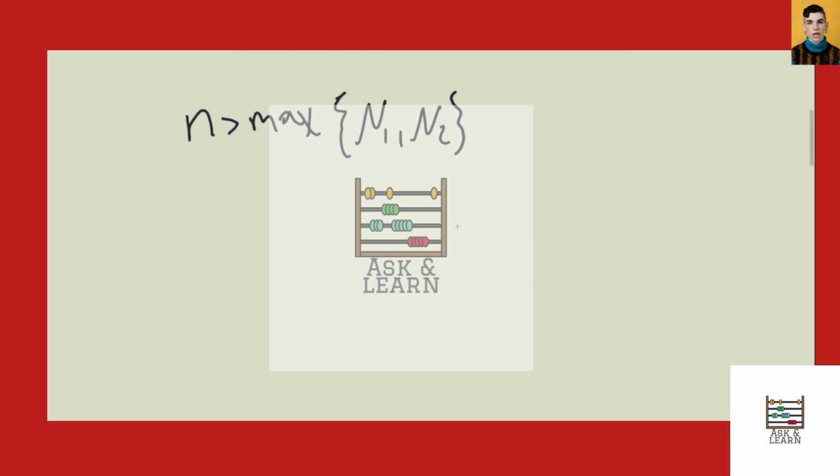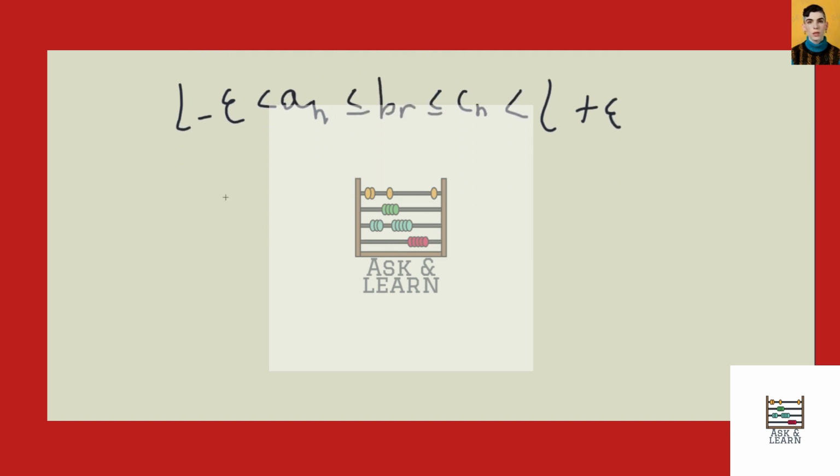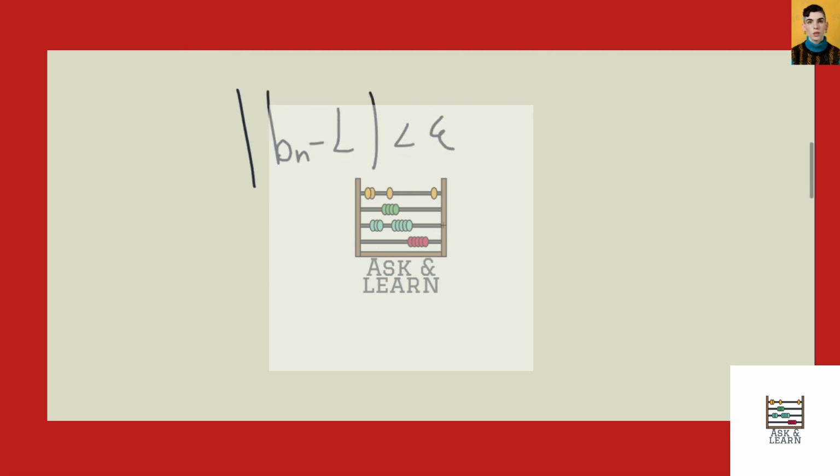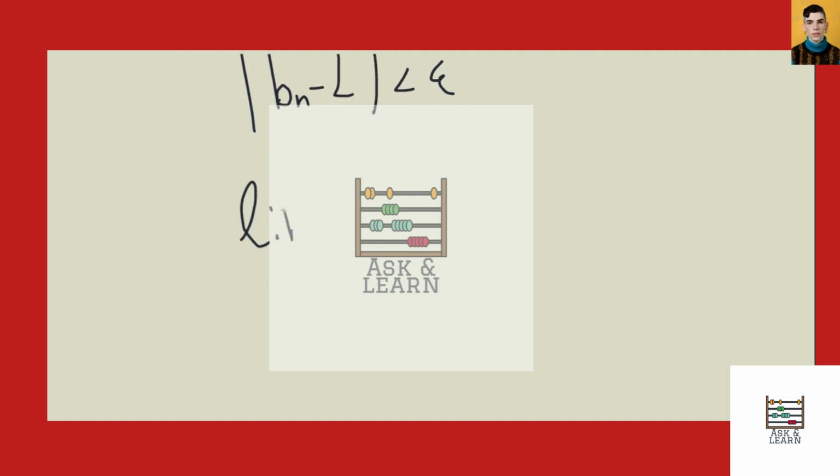then we have that L minus epsilon is going to be less than a sub n, which is going to be less than or equal to b sub n, which is going to be less than or equal to c sub n, which is going to be less than L plus epsilon, which implies that the absolute value of b sub n minus L is going to be less than epsilon, which gives us that the limit as n approaches infinity of b sub n is equal to L.